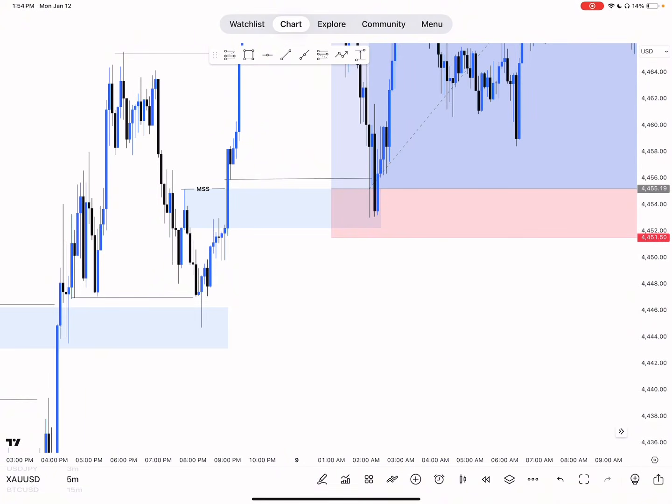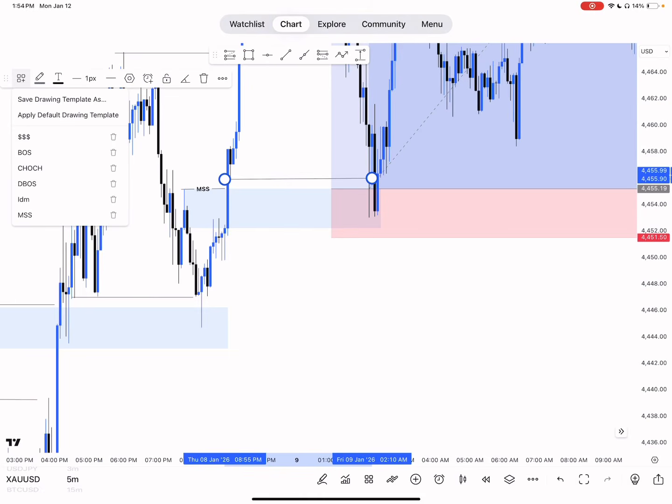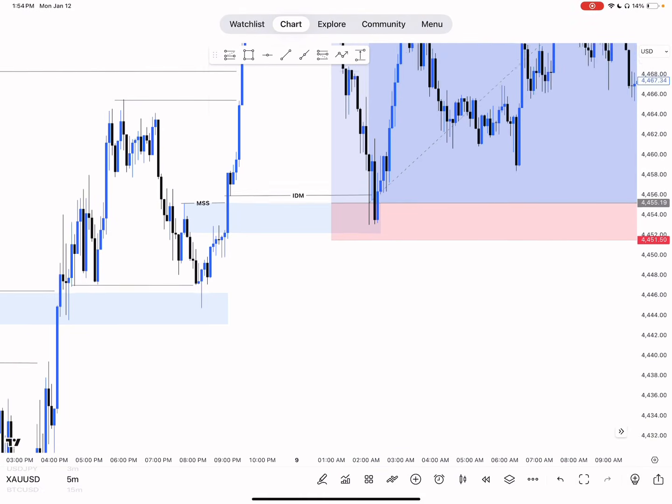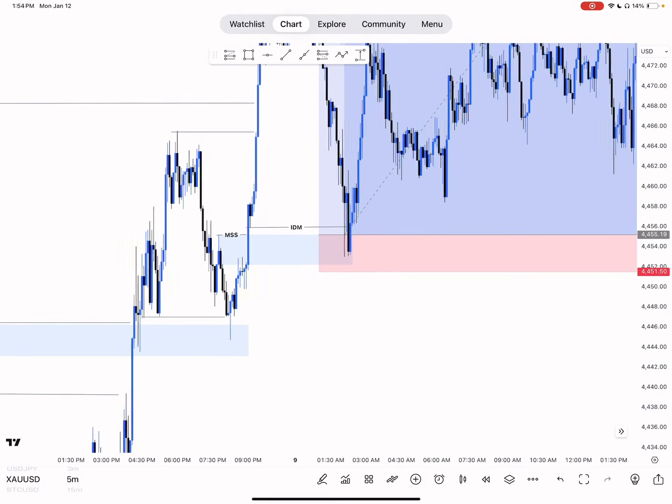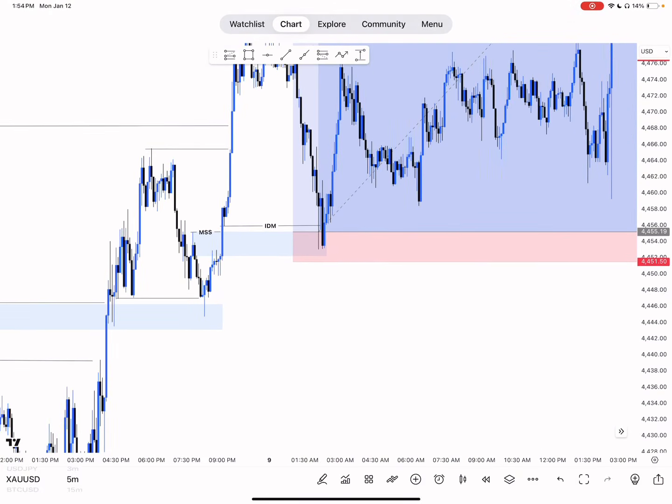Now, where is your inducement? This pullback right here, after this break, will be your inducement. Now, where is your entry? This is your entry at this point. This is your point of interest. This breaker block right here is your point of interest, because the moment the market closed above, this inducement did not mitigate this breaker block. So this breaker block is valid to use.